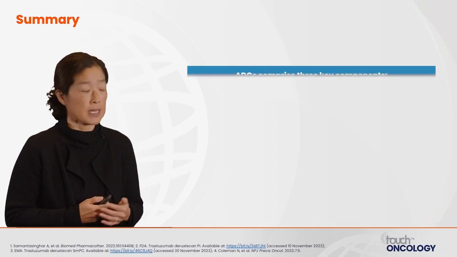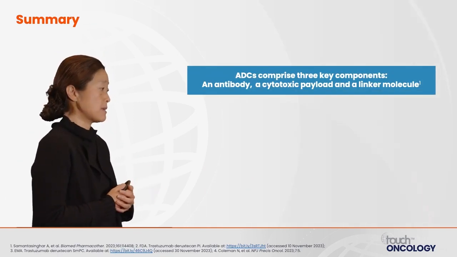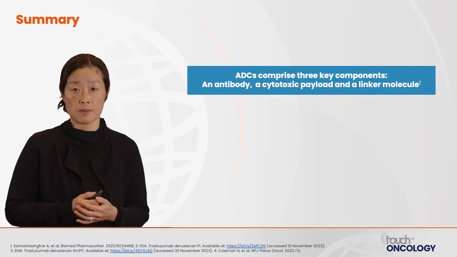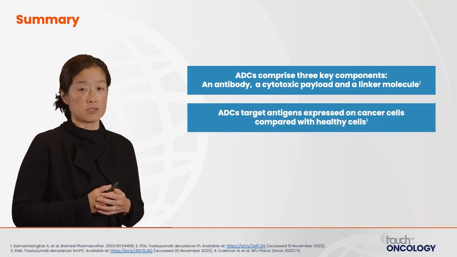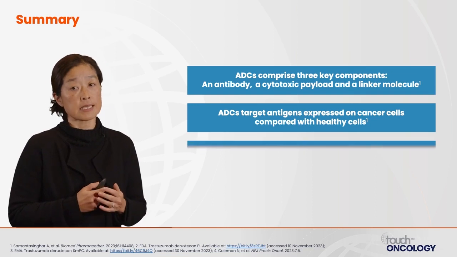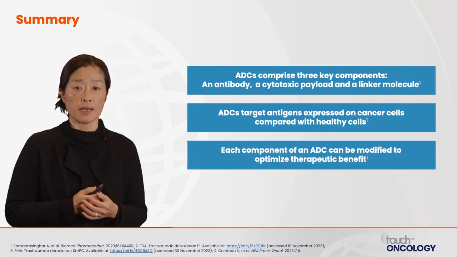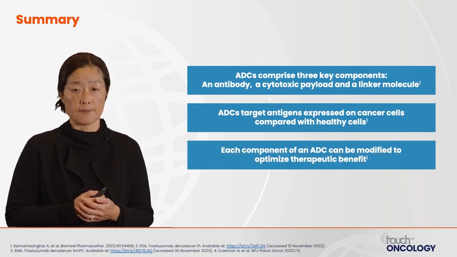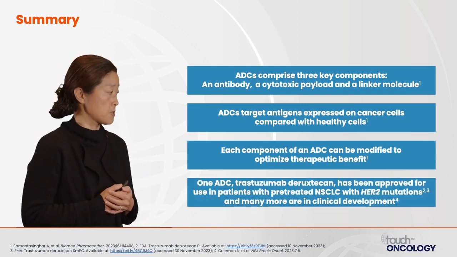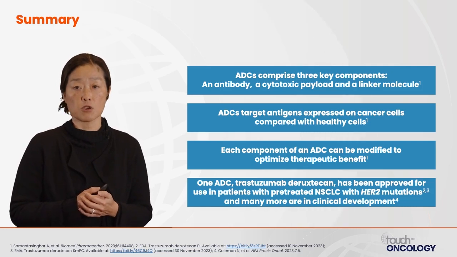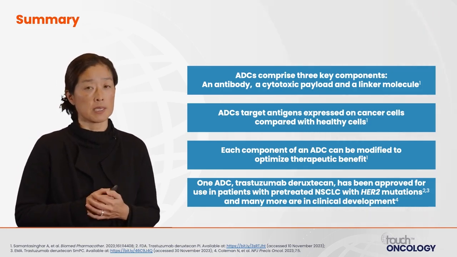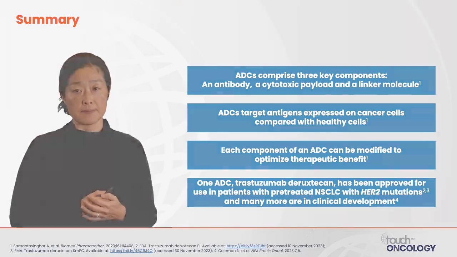So in summary, ADCs comprise 3 key components. There's an antibody, a cytotoxic payload, and a linker molecule. The ADCs target antigens that are expressed on cancer cells compared to healthy cells, and each component of an ADC can be modified to try to optimize the therapeutic benefit. One ADC, trastuzumab deruxtecan, has been approved for use in patients with pretreated non-small cell lung cancer with HER2 mutations, and there are many, many more ADCs that are in clinical development.